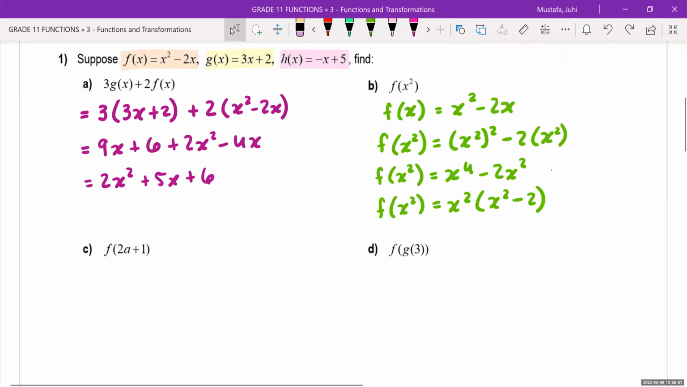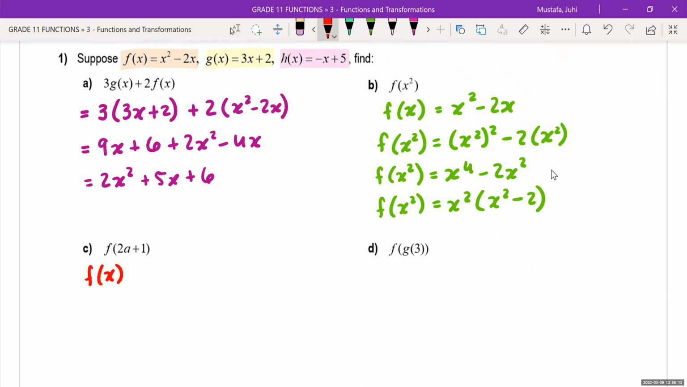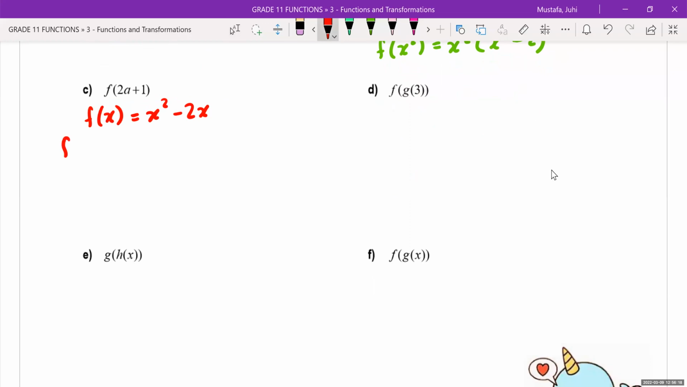Okay, sometimes you can replace a variable in a function with an entire binomial. So in this case, it's f of 2a plus 1. I'm just going to write the function f of x is equal to x squared minus 2x, so I can see it up here. And now wherever I have an x in my equation, I'm going to replace the entire thing with the entire 2a plus 1. So it's going to be 2a plus 1 squared minus 2 times 2a plus 1.